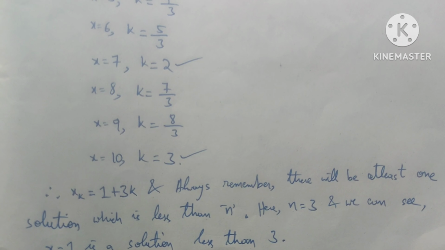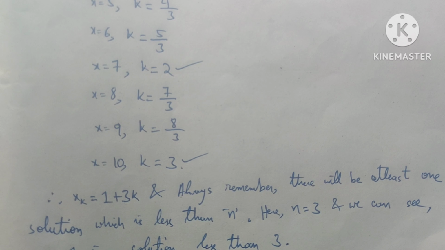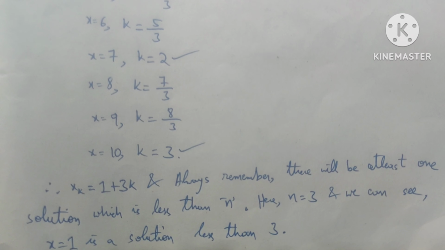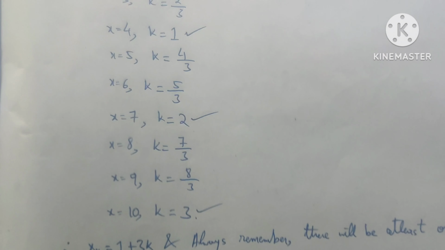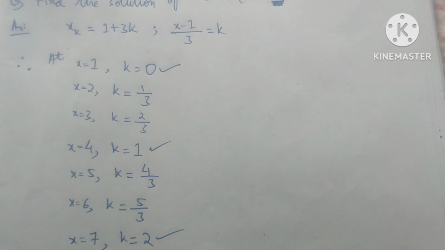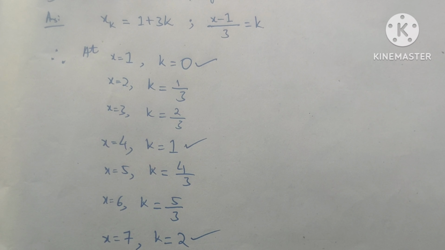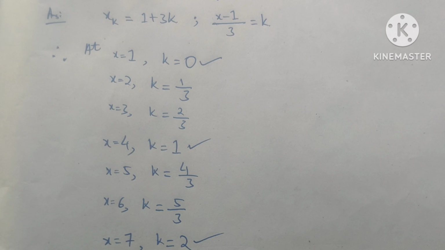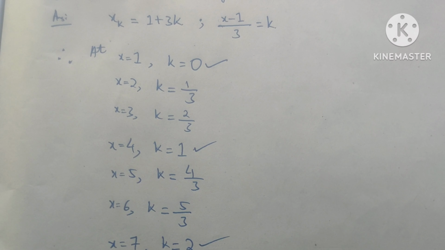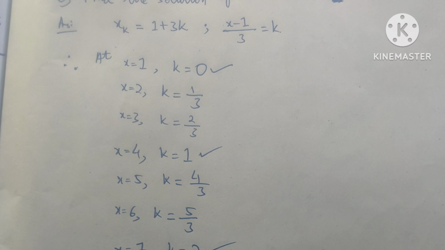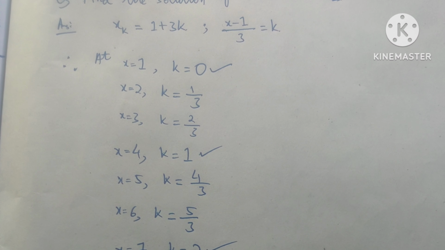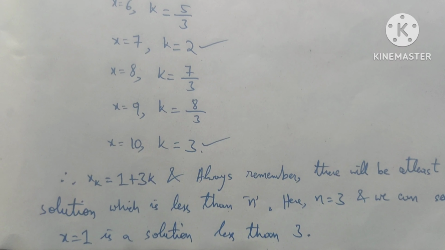And in the given question we are getting at x equals 1, it is divisible by 3. That is, we are getting the value of k equals 0, which is a whole number. That means it is divisible by 3. So for us, the answer will be x equal to 1. Clear?